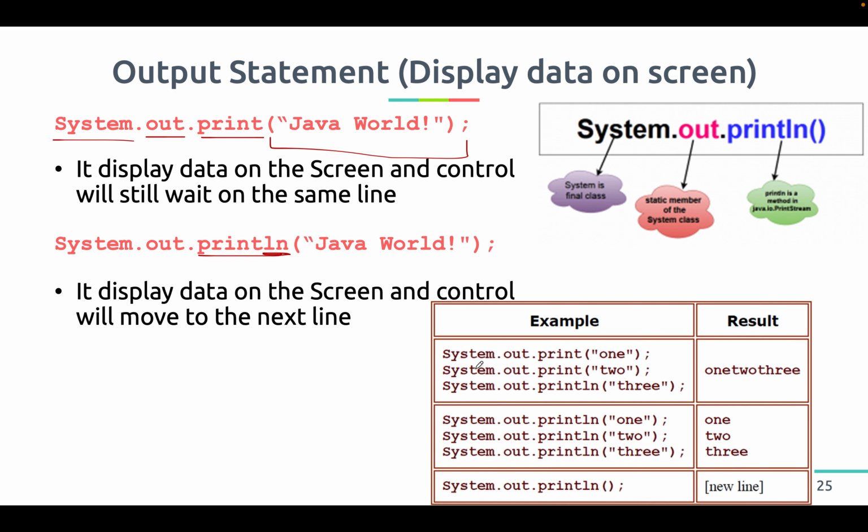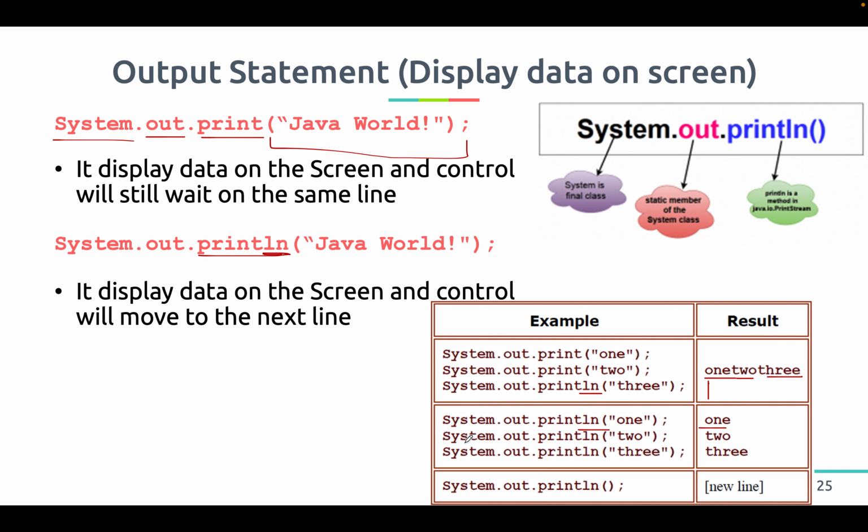So for example here, if we write system.out.print 1 and then system.out.print 2, it will print 1, and then right after it will be printing 2. And then if we write print line 3, it will print 3, and then the cursor will be moved to the next line. In this example, we wrote system.out.print line 1, so it will print 1 and then go to the next line.